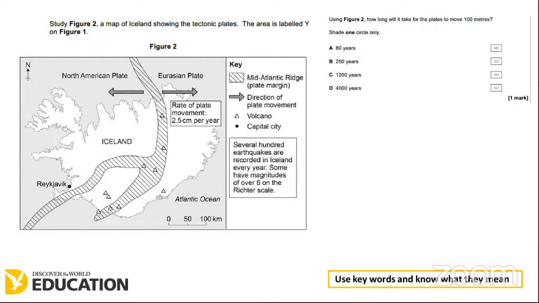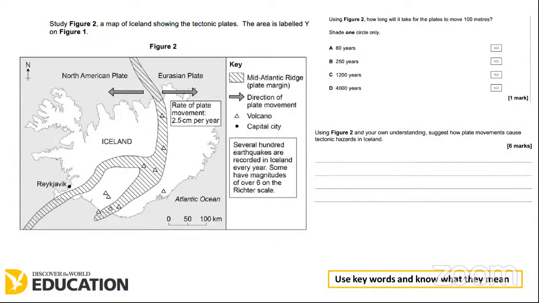Okay. Next question. It says, using figure 2 and your own understanding, suggest how plate movements cause tectonic hazards in Iceland. Fantastic. A 6-mark question. This is where you can really show that you can think and write like a geographer. Okay. They've given you something to work from. They've given you figure 2. But they're asking for your own understanding.